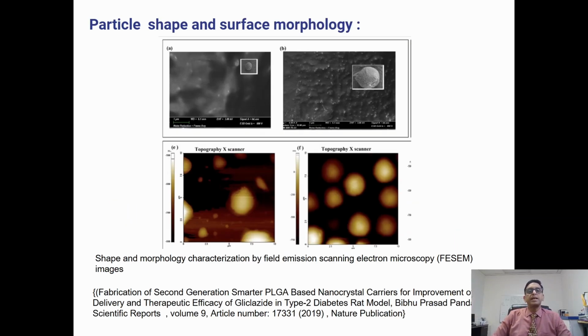As I said, the particle size, shape, and surface morphology are important. This picture depicts the morphology characterization by field emission scanning electron microscopy, FESEM, images. Again, this is a paper published recently in 2019, and this work indicates how the surface morphology after development was characterized and how it influences the performance or bioavailability of the molecule, as presented in this publication.